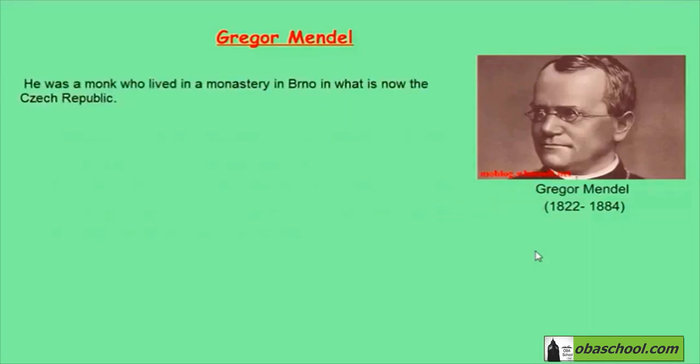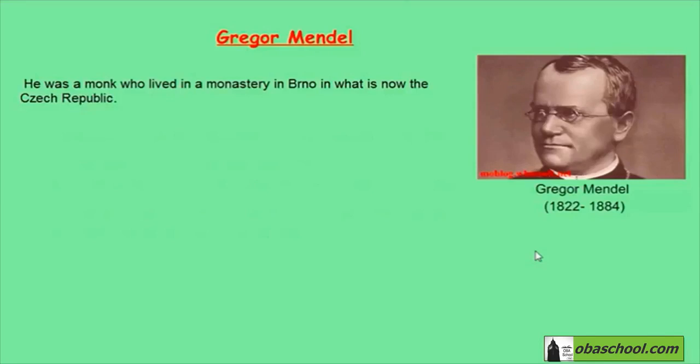Hello everyone, let's see who Gregor Mendel was. Gregor Mendel was born in 1822 and died in 1884. He was a monk who lived in a monastery in Brno, in what is now the Czech Republic.